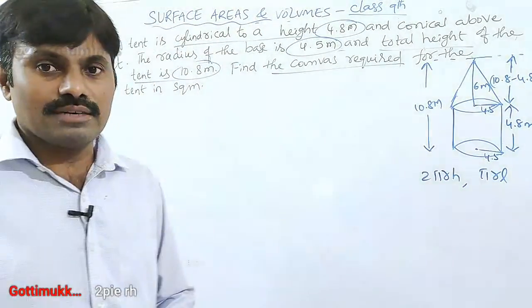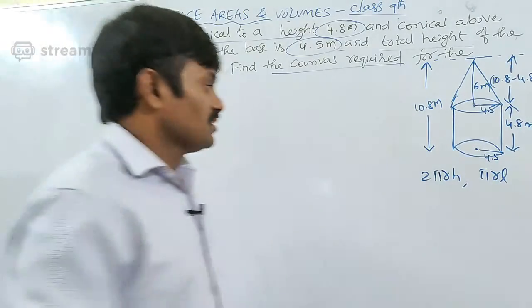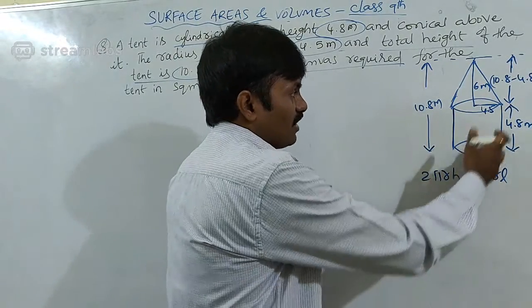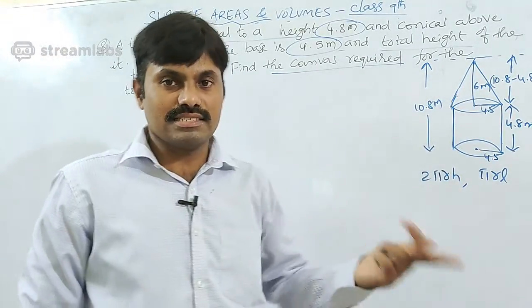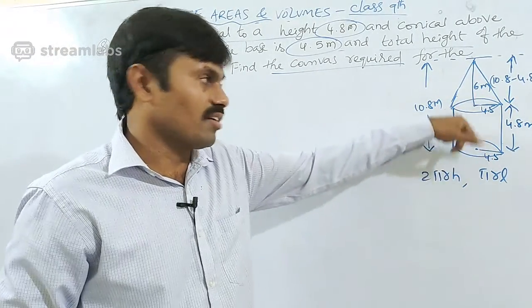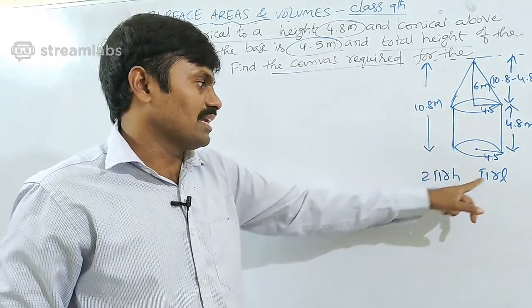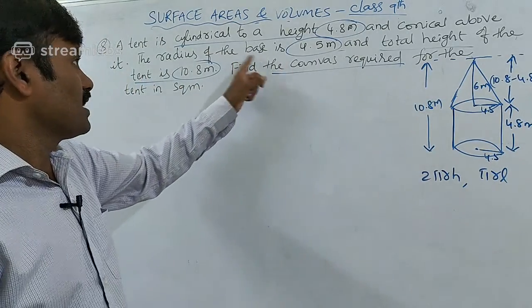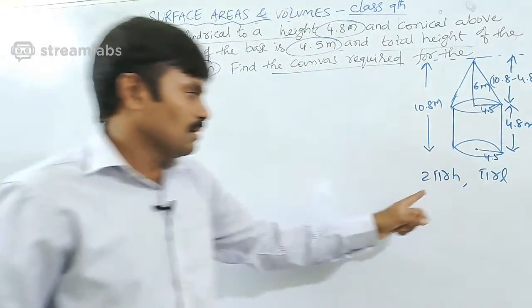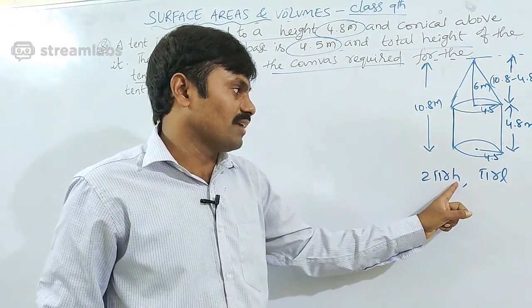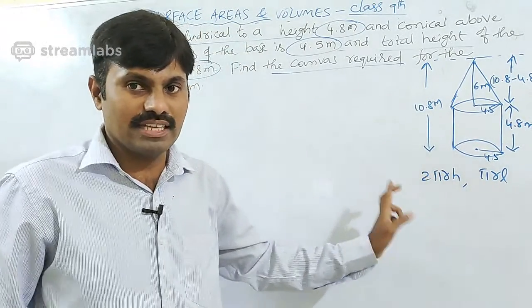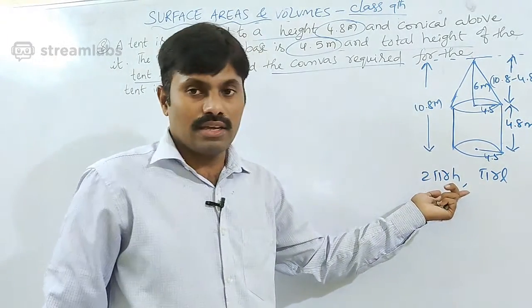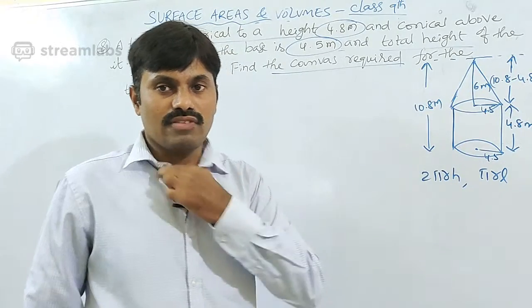In 2 pi r h and pi r l, what do we know? We know the pi value, and the radius, as the base radius of the cylinder and cone is the same, because they are congruent parts. The base radius is given as 4.5 meters, pi is 22/7, and the height of the cylinder is 4.8. For the cylinder, we know everything, r and h.